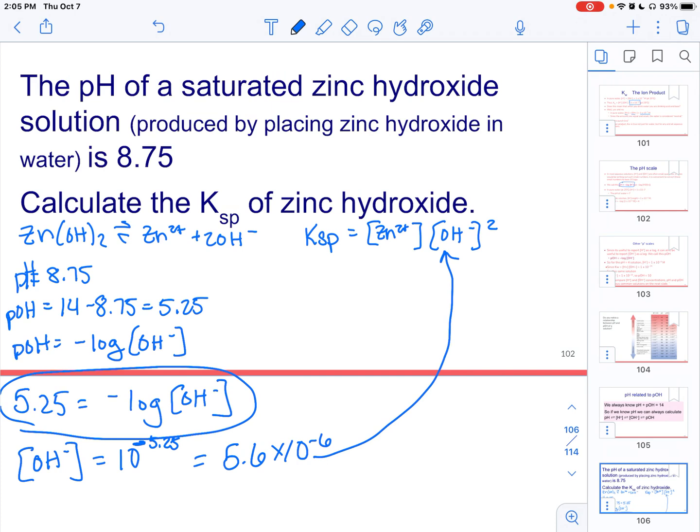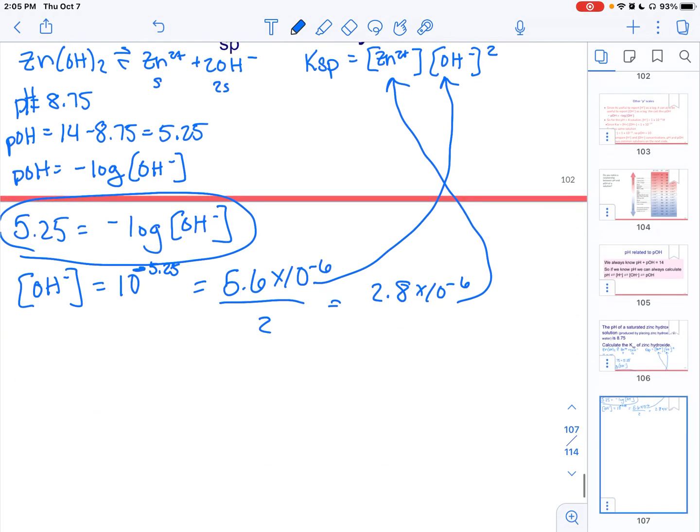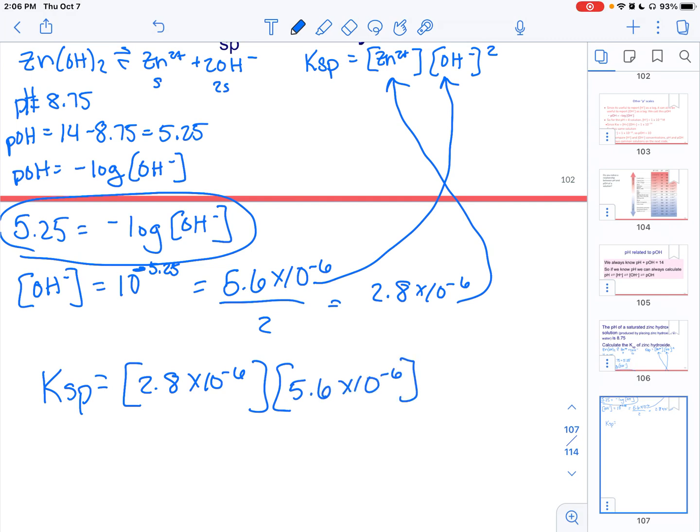If we look up here, we know this is going to be 2s and this would be s right here. So for our Zn concentration, we should just divide this by 2. That can go right there. So for our KSP, we're going to plug in 2.8 times 10 to the negative 6 times 5.6 times 10 to the negative 6 squared. And that gives us a KSP of 8.9 times 10 to the negative 17.